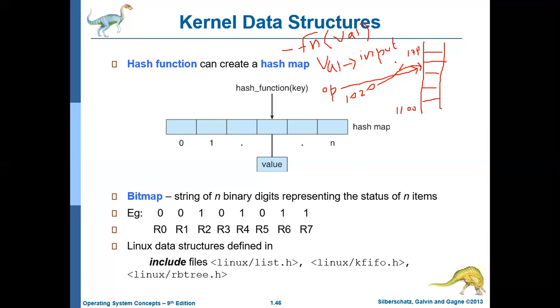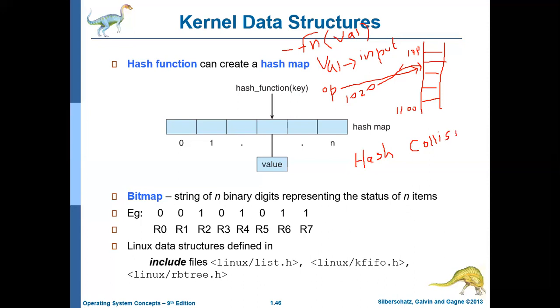But there is one disadvantage with the hash function. The hash function may lead to a problem called hash collision. What is meant by hash collision? Sometimes two values may map to the same output location. Such a problem we call hash collision.